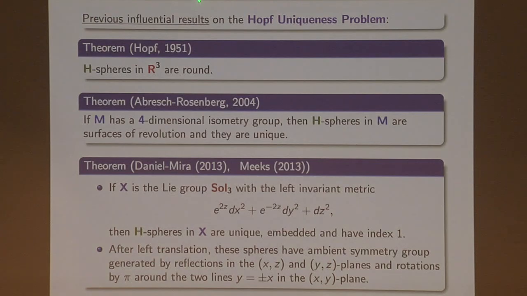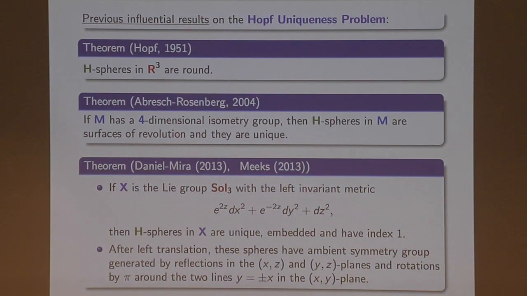And so even though we proved this theorem, uniqueness, and some nice results about spheres in here, we didn't know this theorem for other left invariant metrics. There are other left invariant metrics on Sol, less symmetric ones, and for those we didn't know the theorem. So what is this theorem? You take this particular metric on R3, then you know that the spheres are unique, embedded, and have index 1.